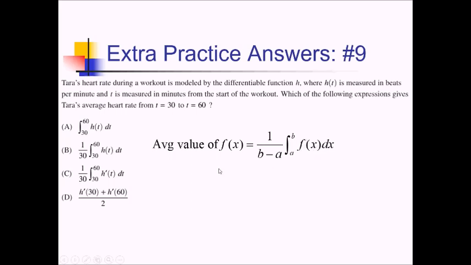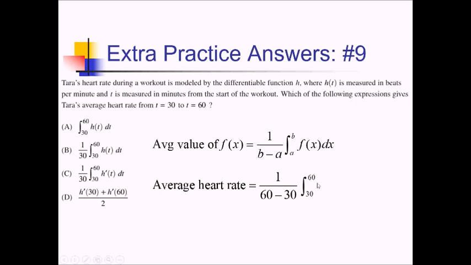So applying that to this problem, we're going to have 1 over 60 minus 30. That would give us our interval length. We have an integral from 30 to 60. So already anything that doesn't have an integral in it can get tossed out here, like choice D.